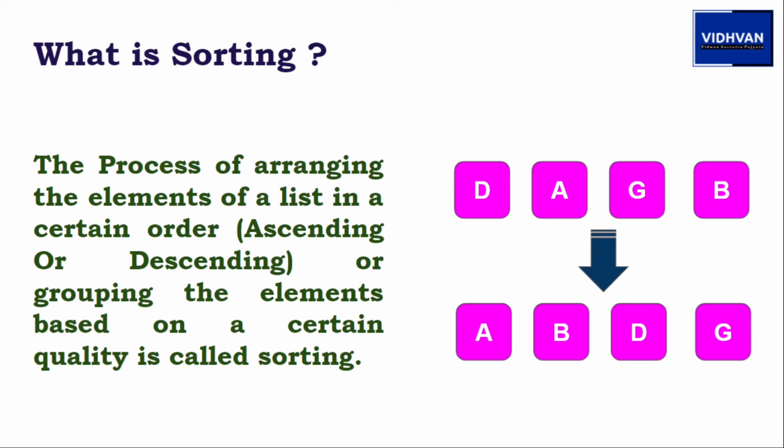What is sorting? The process of arranging the elements of a list in a certain order, or grouping the elements based on a certain quality, is called sorting. Suppose you are given an array of elements and these elements are unsorted. If you want to arrange them in an ascending order or in a descending order, it is called sorting. In the same way, if you are given a large number of elements and you want to group them into different groups based on a certain quality, it will also come under sorting.